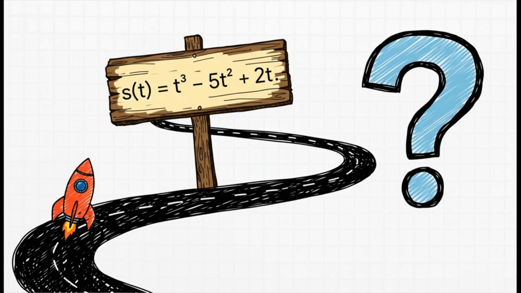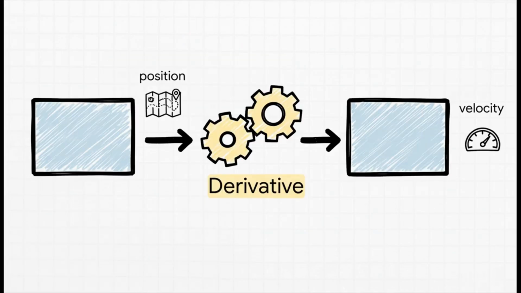Okay, let's tackle a real problem. This function you see here, s of t, tells us an object's exact position at any given time t. So the big question is, how can we use this to figure out its velocity at any given instant? Well, just remember, velocity is simply the rate of change of position. So to find the velocity, all we have to do is take the derivative of our position function.